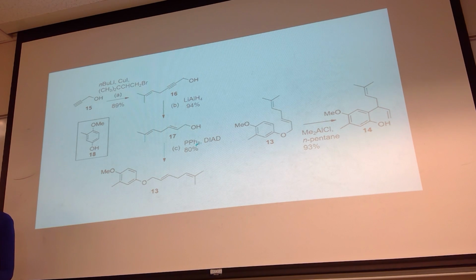Yeah, but there is no proton. You have to show me, do the mechanism and show me where the proton is coming from, pentane or dimethyl aluminum chloride. I'm not sure. It's a Lewis acid, and then you can protonate later. That's right.